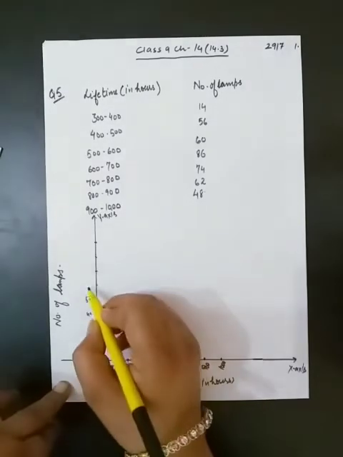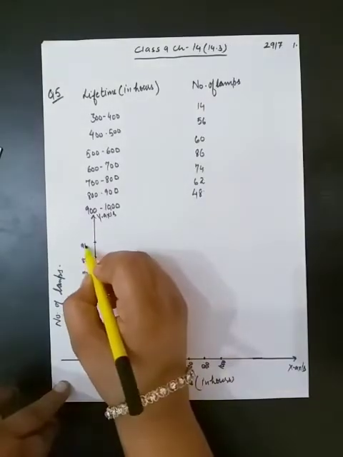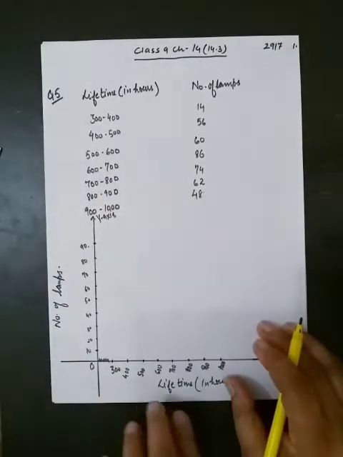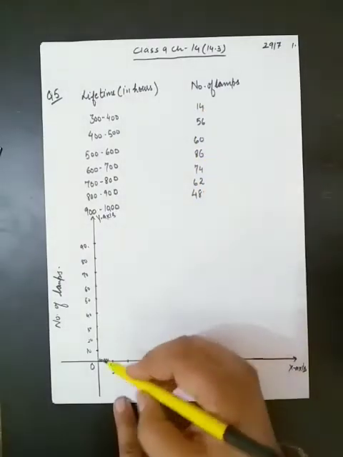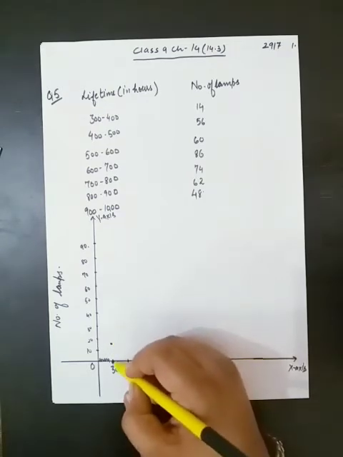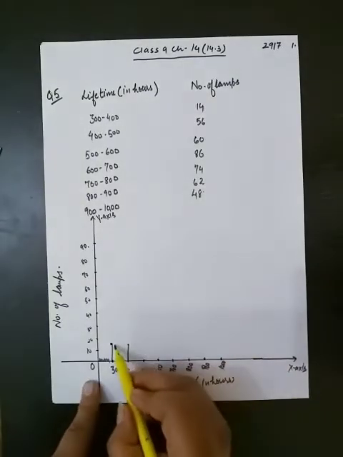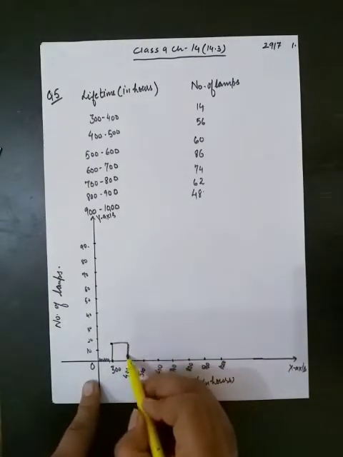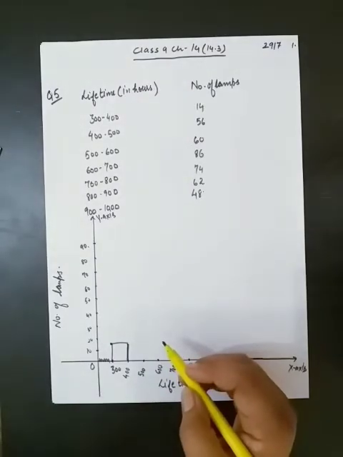Now we can draw our histogram. The value for the first class interval is 14. So from 300 you have to plot 14 like this and join it, same, join it by this. You will get the first bar or first rectangle.